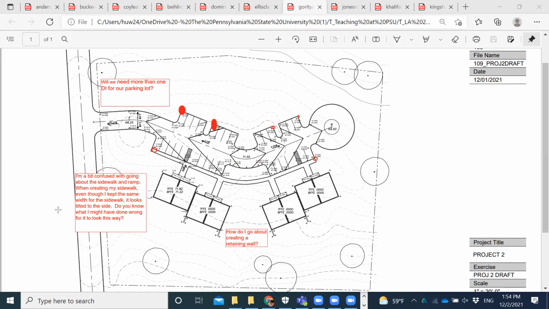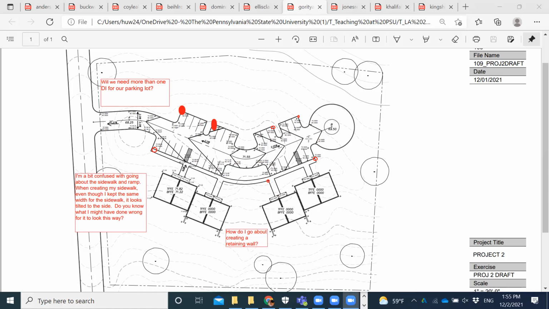Sidewalk and ramp. When creating my sidewalk, even though I kept the same width, it looks tilted to the side. It's not that they look tilted to the side. I think it's probably this spot makes you feel that the length is a little different. That's probably the reason, but they look fine to me. The geometry of the sidewalk looks fine to me.